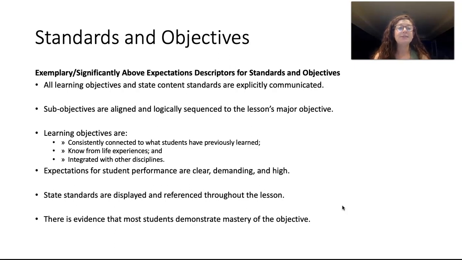So the first one is standards and objectives. Now this, I personally think, is one of the easiest ones to make a 3 or 4 on. And the way you make an exemplary or significantly above expectation for standards and objectives is that all learning objectives and state content standards are explicitly communicated to your students. The sub-objectives are aligned and logically sequenced to the lesson's major objective, right?